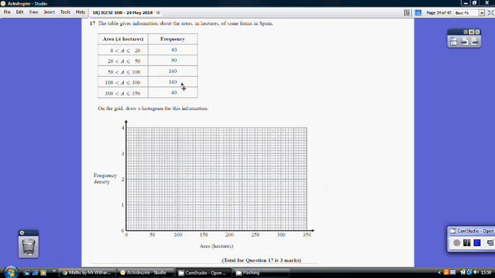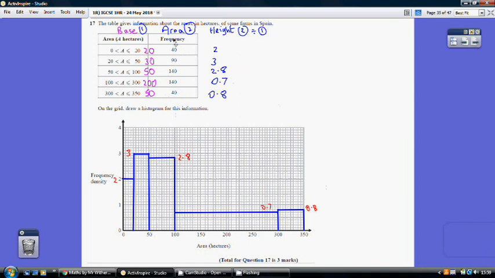Question 17, I'm being asked to draw a histogram. Now remember, the key learning point with a histogram is that the frequency is represented by the area of each of these bars. So frequency equals the area of each rectangle. Now the base of each rectangle is going to be this here, going from 0 to 20, 20 to 50 and so on. So the base of each rectangle is going to be 20, 30, 50, 200 and 50.